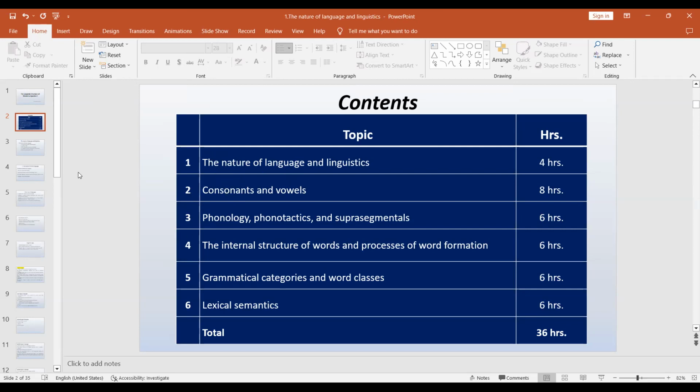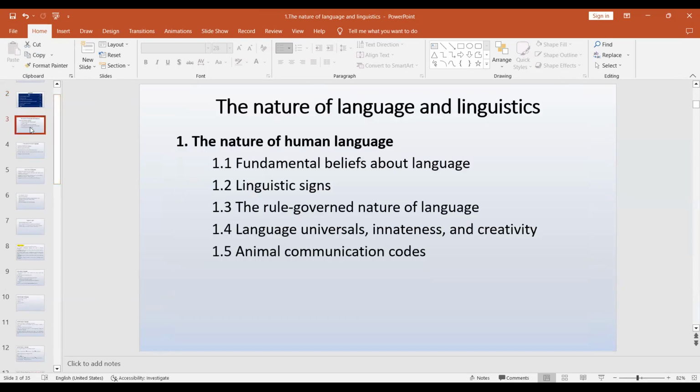So before that, let me finish the discussion on the first area. Under the nature of language and linguistics, there were several areas, right? As you can see on screen now: fundamental beliefs about language, linguistic science, the rule-governed nature of language, universals, innateness and creativity, and finally animal communication code. These are the sub areas which should be familiar and clear to you, right?